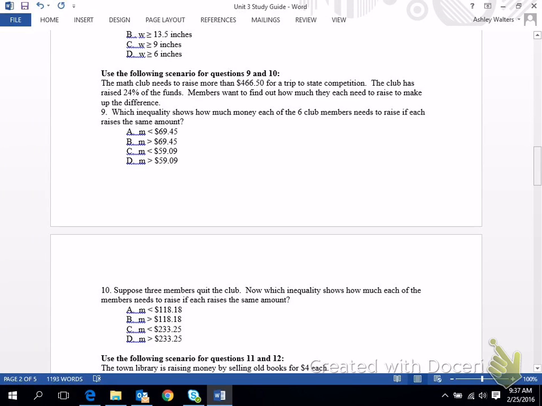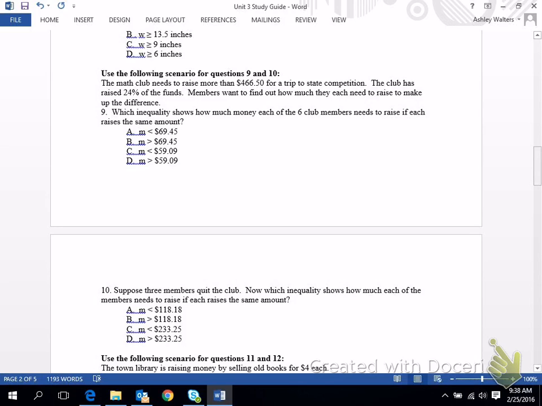It says, use the following scenario for questions 9 and 10. The math club needs to raise more than $466.50 for a road trip to state competition. The club has raised 24% of the funds. Members want to find out how much they each need to raise to make up the difference. So number 9 says, which inequality shows how much money each of the 6 club members need to raise if each raises the same amount.